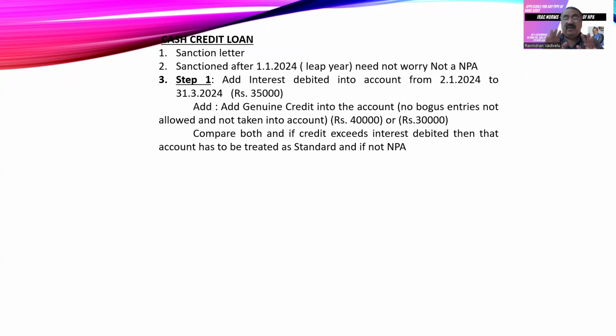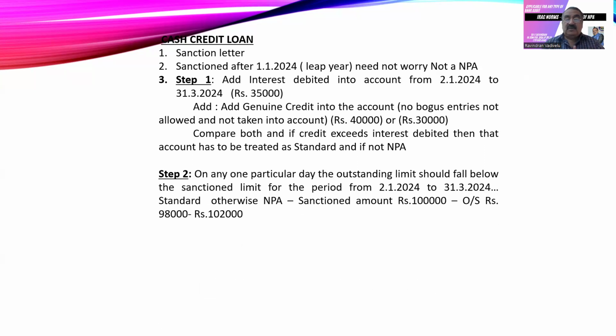So this is a very important thing. What is the interest debited and what is the amount paid to the account? Compare it. If the amount paid exceeds the interest due, then everything is serviced, no NPA. And in case the interest amount paid into the account falls short of the interest due, then that account will be treated as NPA. This is step 1.